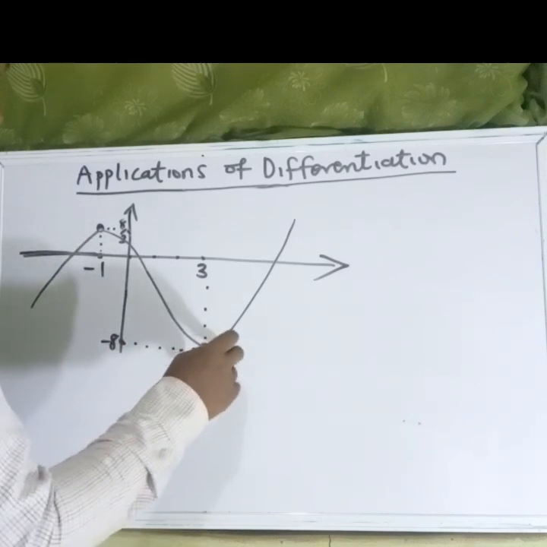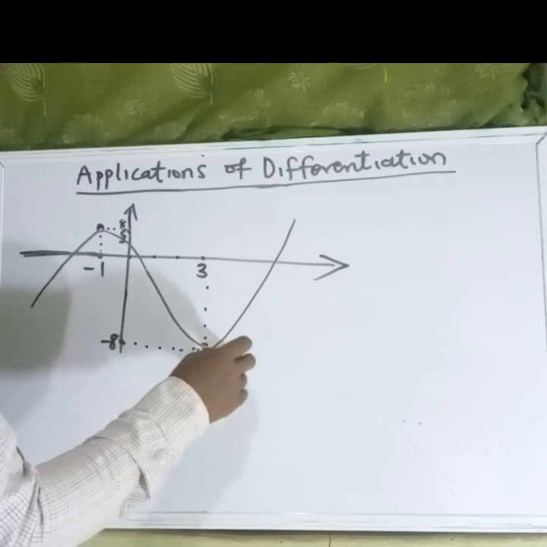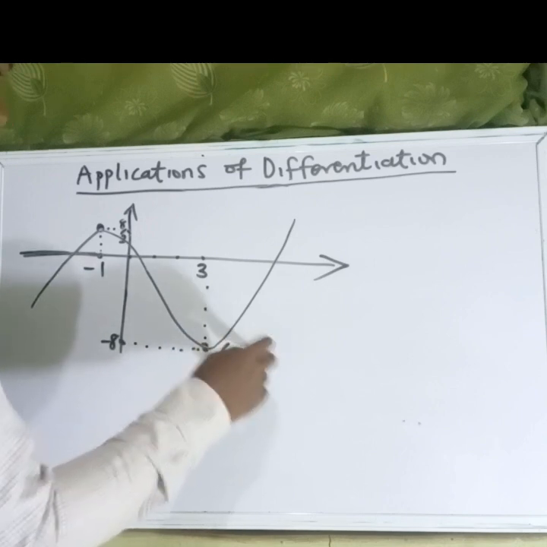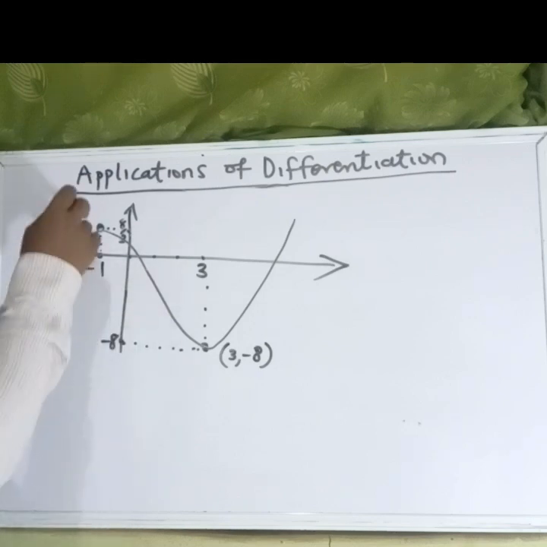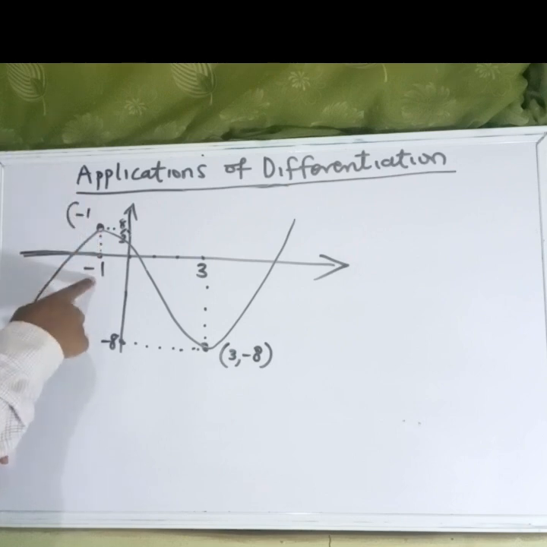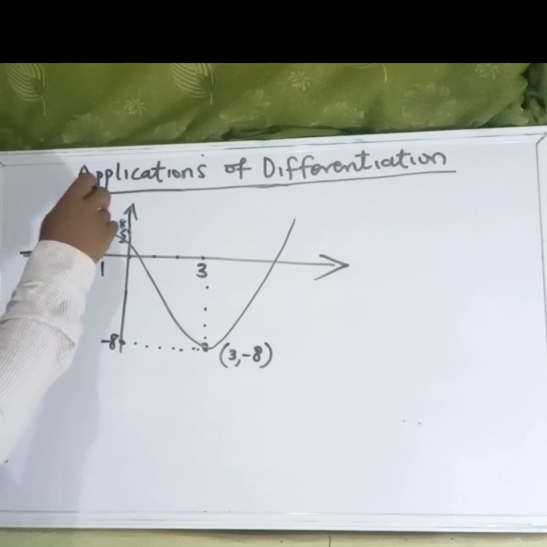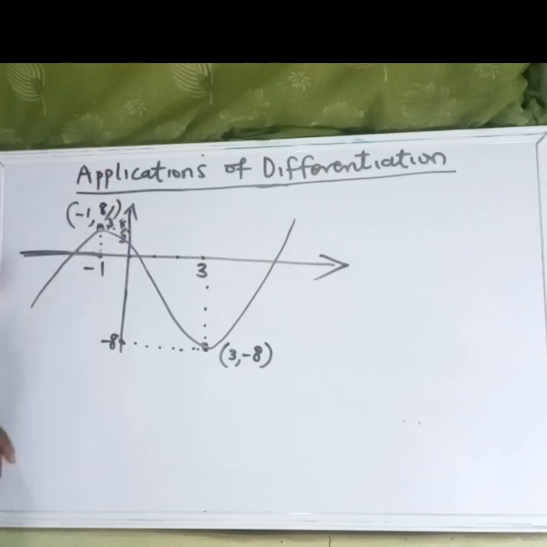Okay, and this is the coordinate. This point is the coordinate 3 comma -8, and this point, the two extreme values that we have got, is -1 comma 8 over 3. Okay, so those are the two extreme points.